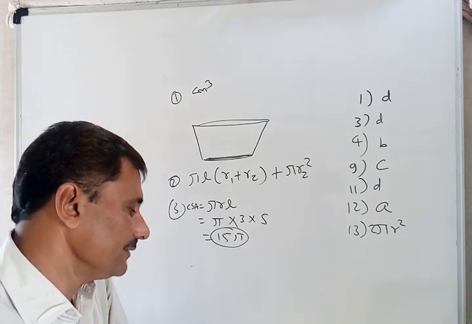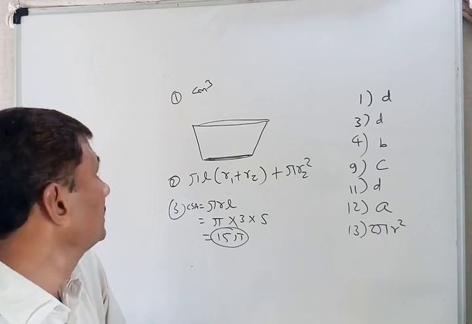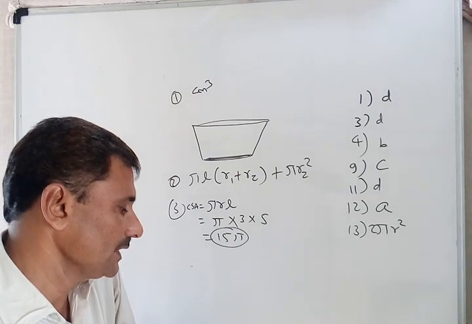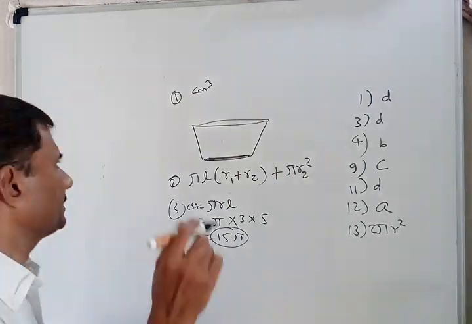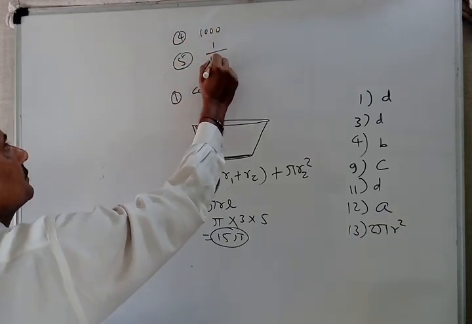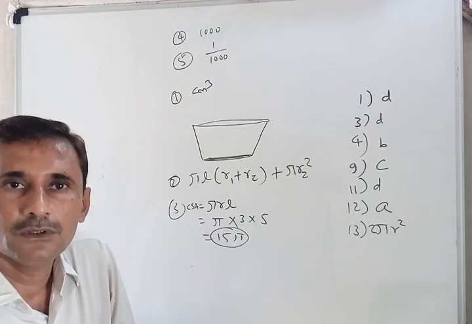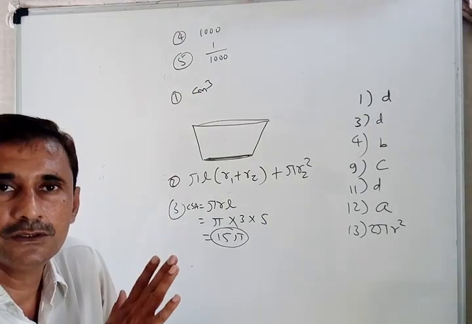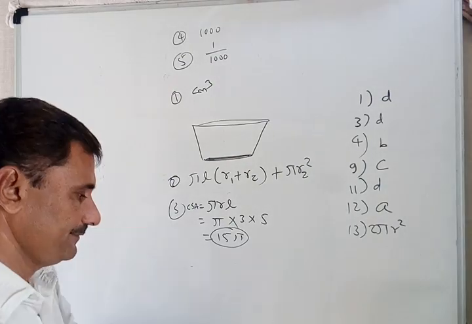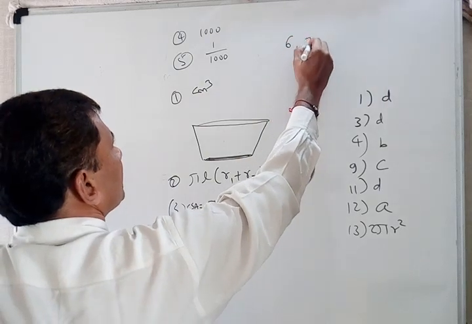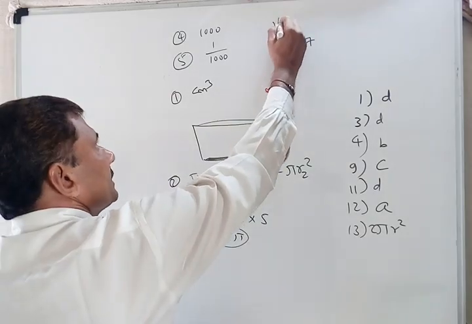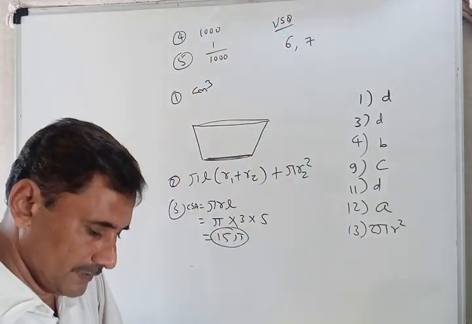Now number 4, this is repeating. 1 meter cube is equal to 1000 liter. I wrote it just ahead of this question in this section. 1 centimeter cube is equal to 1 upon 1000 liter. So for number 4 it is 1000 and for number 5 it is 1 upon 1000. You have to just learn it and remember it. Now 6 and 7 are in the homework. That section is VSQ. Actually, VSQ is not given as a heading, but VSQ means very short question.